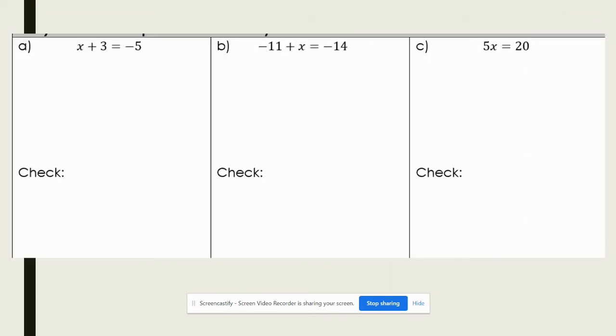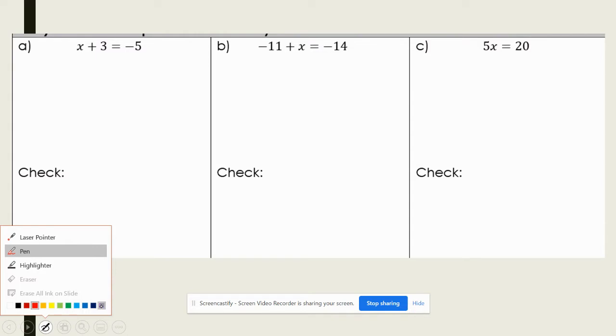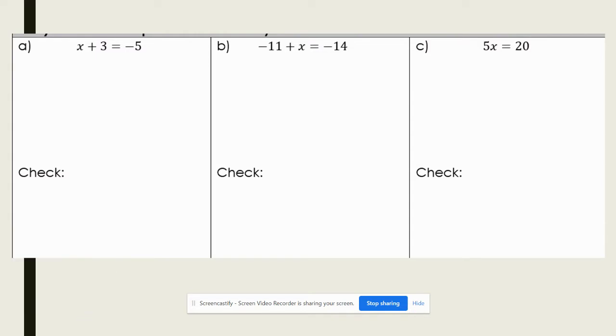Our very first one, we have no parentheses. We have no like terms on the same side. The only thing we have to do to get this variable x alone is move the 3. So to move the 3 on the other side, the opposite of adding 3 is subtracting 3. We bring our x down. 3 minus 3 is 0. Negative 5 minus 3 more is negative 8.